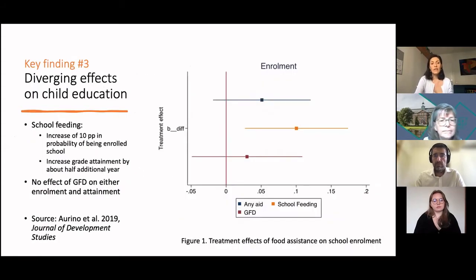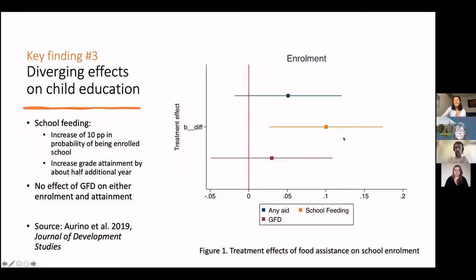On the other hand, when we look at education, we find diverging effects of the two forms of food assistance. For instance, this graph charts the coefficients related to the effects of exposure to different forms of food assistance: any aid, school feeding, and generalized food distribution. And you can see here that if a household had a child that was enrolled in school feeding, the chances of this child to be enrolled in school were 10 percentage points higher. And this is quite a large increase compared to the very low baseline enrollment rates in this region.